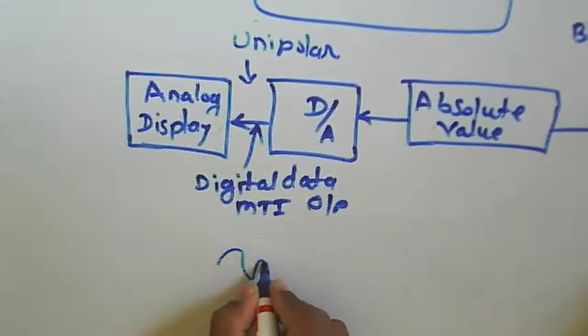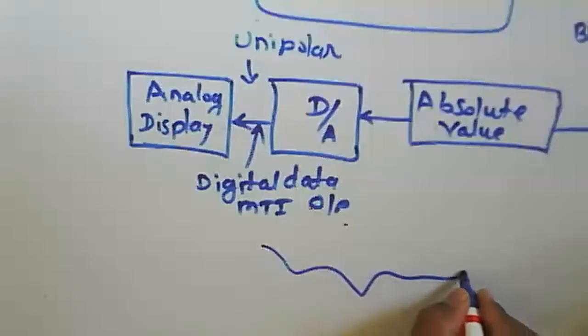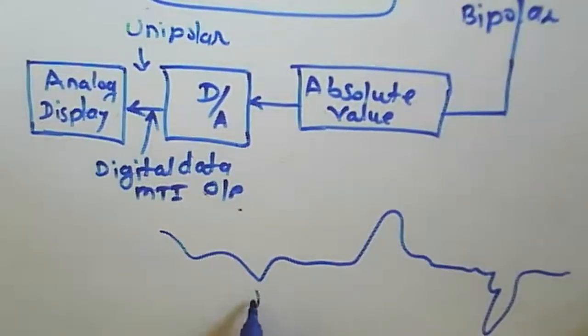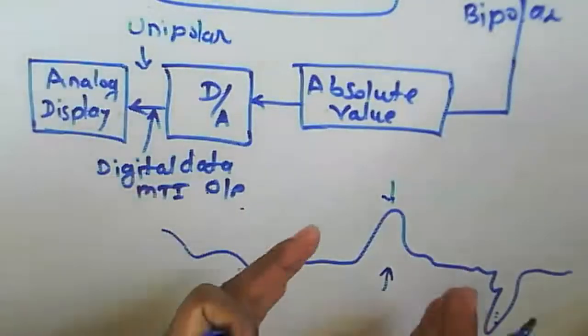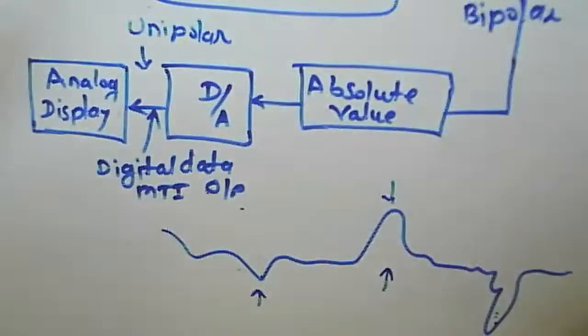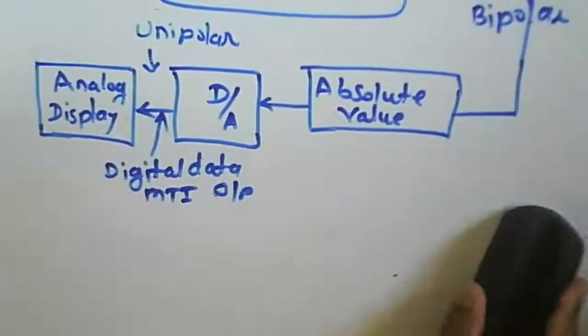So earlier we were able to display the targets. Now out of these, which one is a moving target? Suppose this one is the only moving target, and these are stationary targets. The stationary targets are to be removed, and we expect only this particular pulse. For that purpose, we are using a delay line canceller here, so that we get only the bipolar video.